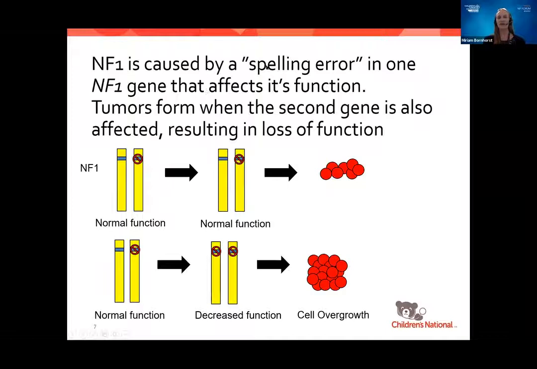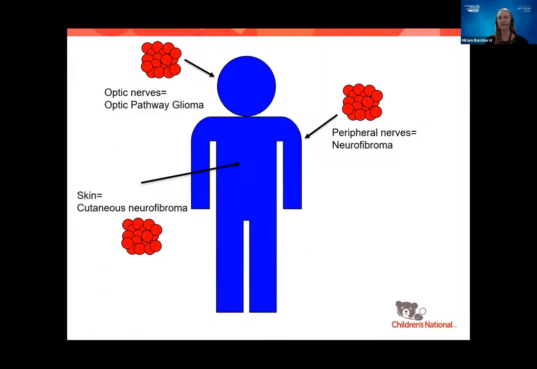NF1 is caused by a spelling error in the NF1 gene that affects its function, so these signals are more likely to get through and those cells are more likely to divide. Tumors form when the second gene is also affected. With NF1, you're born with one copy that's affected. As long as only one copy is affected, cells will be okay and can have normal function. But if you have an area where one gene is affected and then the second gene is also affected, so both copies are losing or have decreased function, that's where you can get cell overgrowth. And where this happens in the body determines what type of tumor you're going to get.